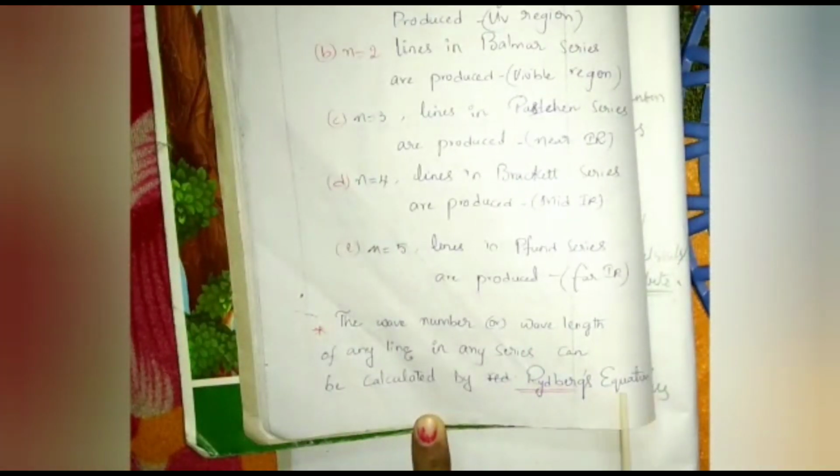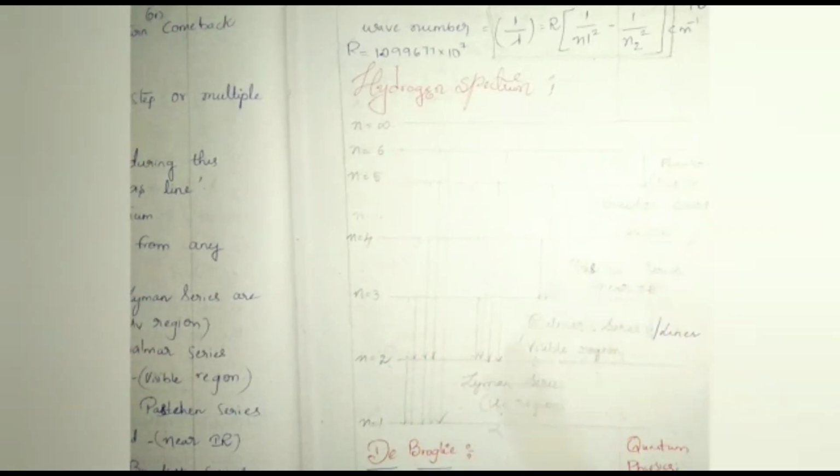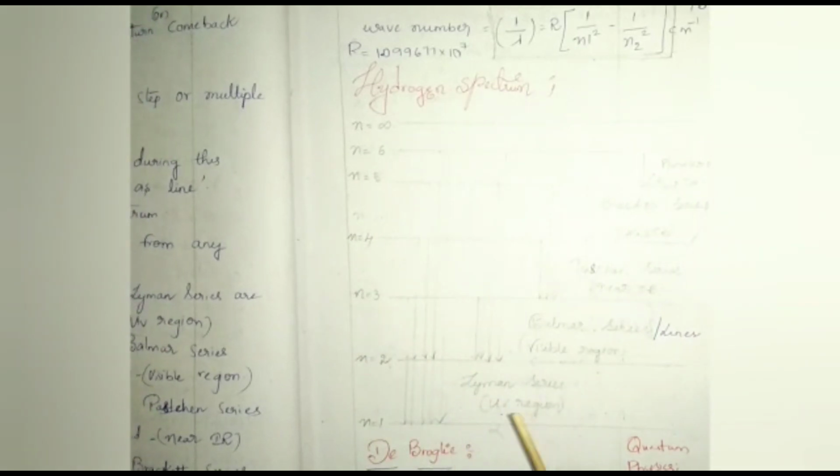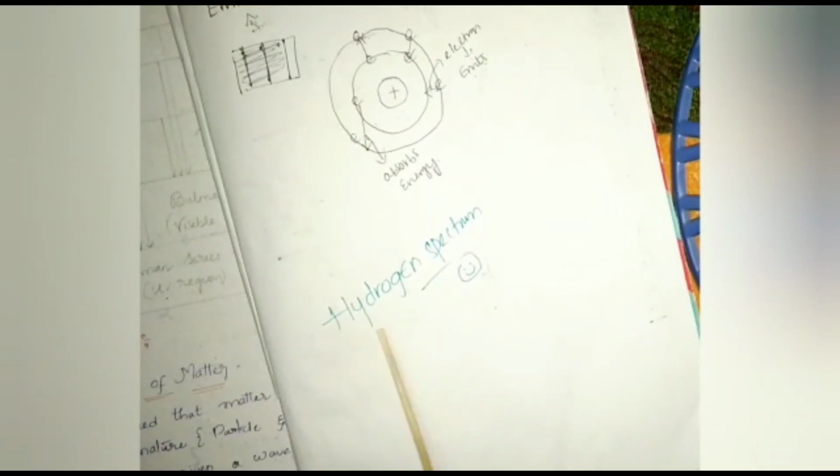The wave number or wavelength of any line in any series can be calculated by Rydberg's equation. Here is Rydberg's equation: 1 by lambda equals R into (1 by n1 squared minus 1 by n2 squared), where R equals 1.09677 into 10 to the power of 7 per meter. And this is the diagram of the hydrogen spectrum. It is not clearly understandable, so let me explain on the paper for better understanding.